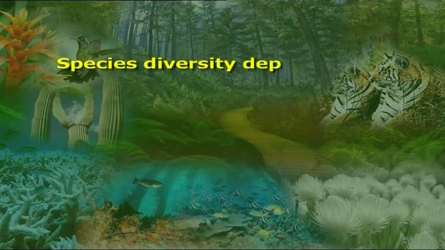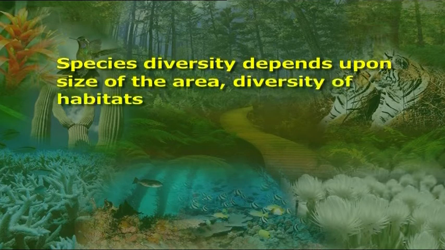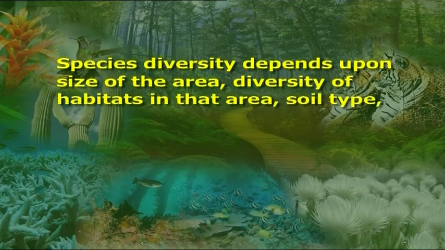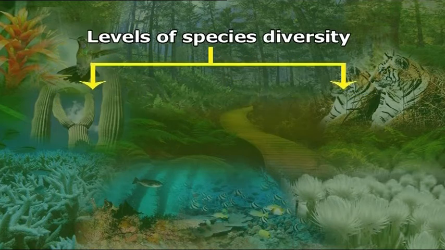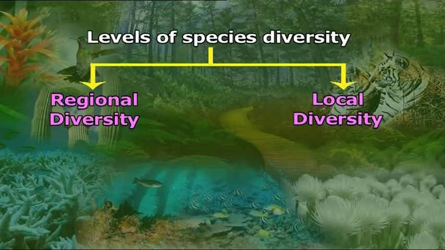Species diversity depends upon the size of the area, diversity of habitats in that area, soil type, altitude, etc. There are two levels of species diversity: regional diversity of whole nations or parts of continents within which many different communities exist, and local diversity in a given nation where different communities exist at different latitudes.